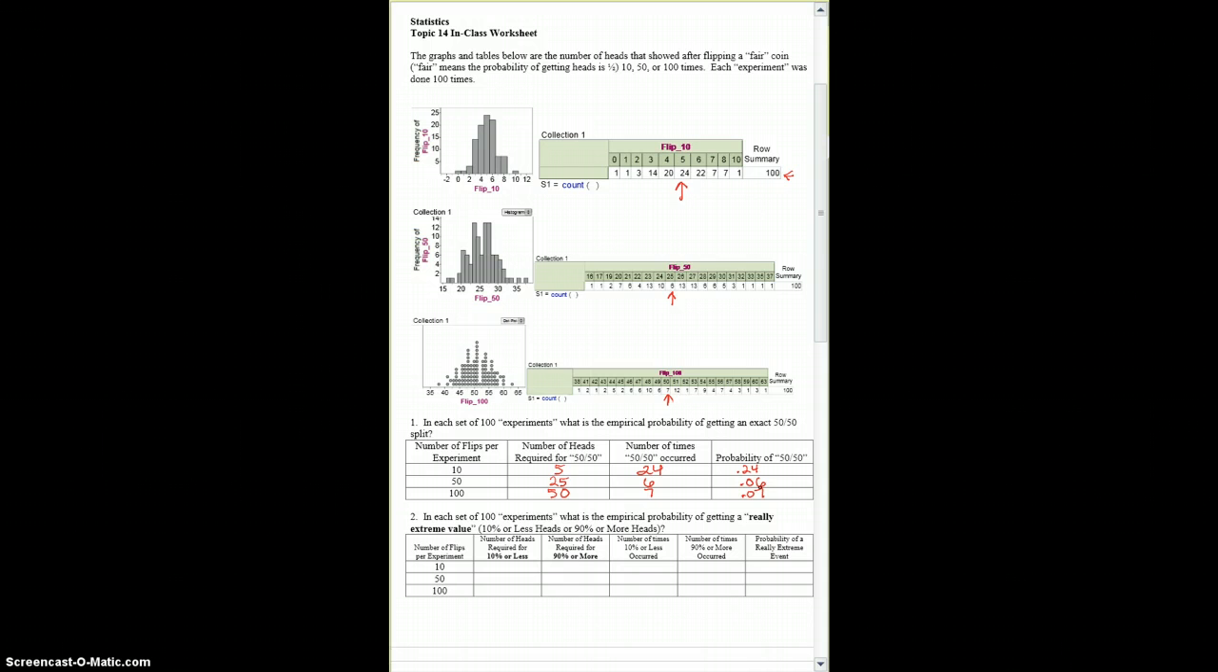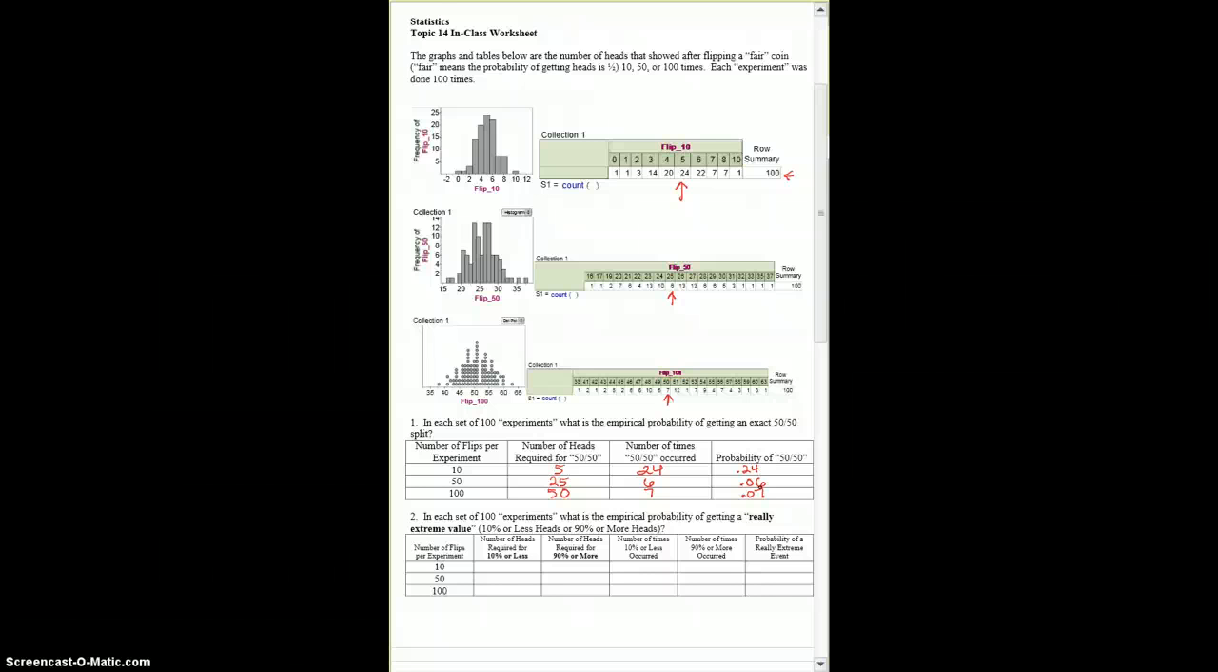Okay. So what happened here is the same thing that we saw before. If you are placing a bet and you're trying to get an exact 50-50 match, then you want to flip the coin a smaller number of times rather than a larger number of times to be more likely for the exact 50-50 split to occur.